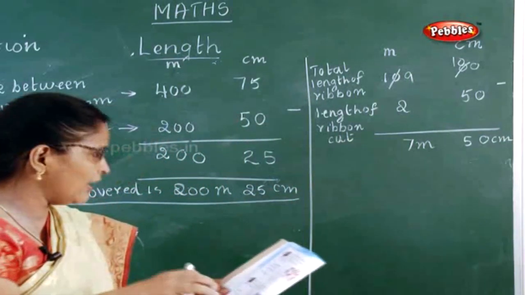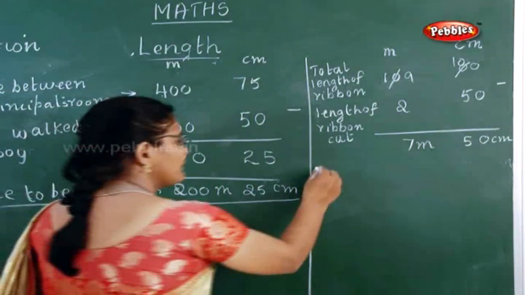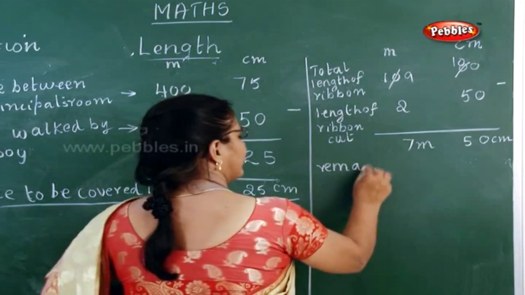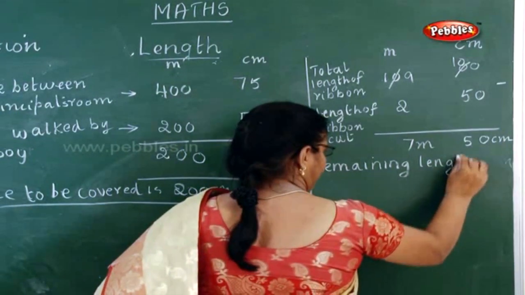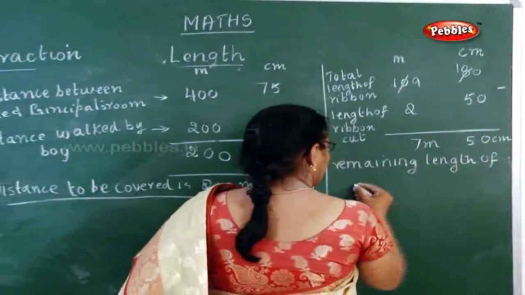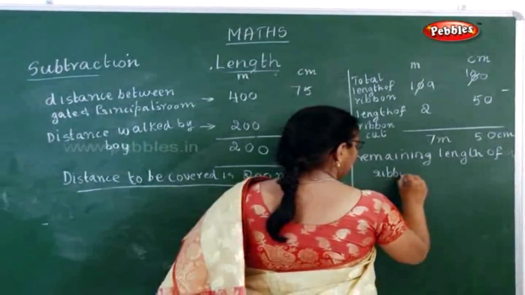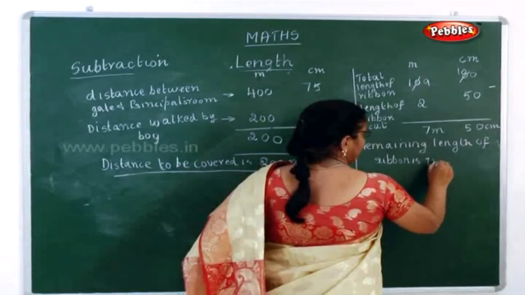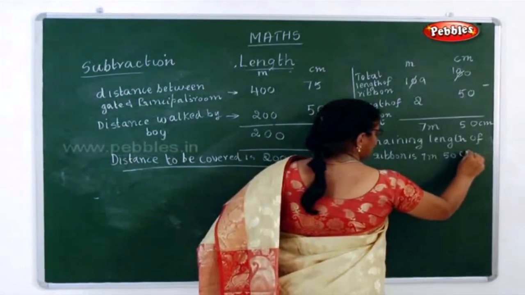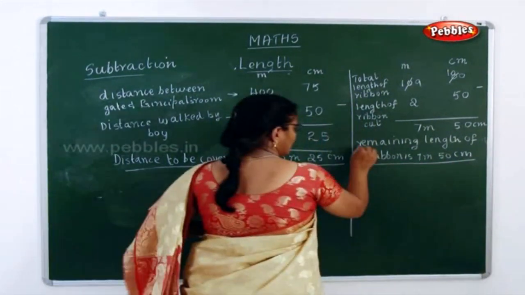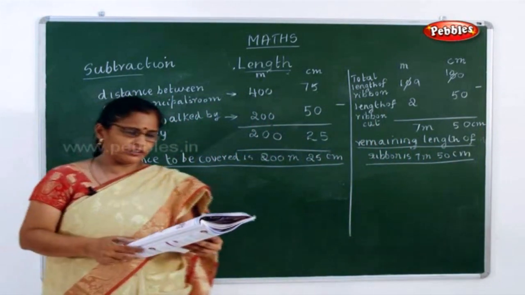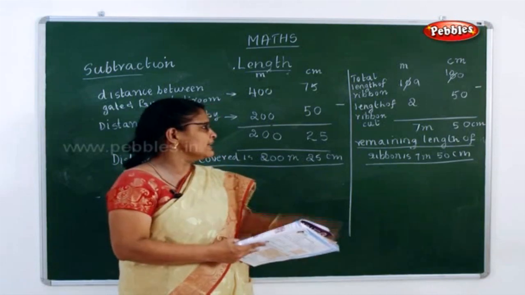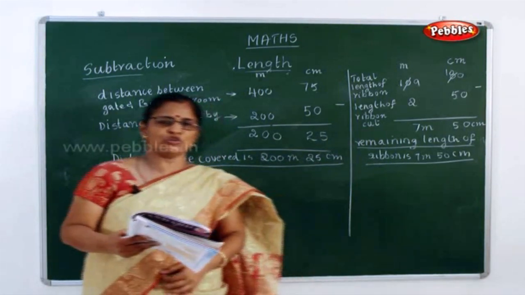Now what final answer will you write? The remaining length of ribbon. Remaining length of ribbon is what? Remaining length of ribbon is 7 meter and 50 centimeter. This is how you have to do it. Your statement sums. First thing you have to do is read the sum and then start doing it. This is how you have to do it.